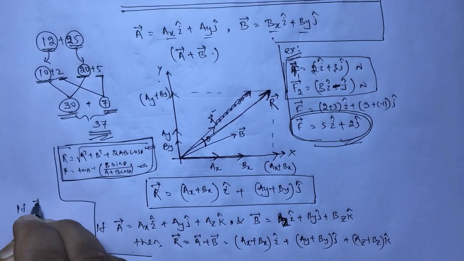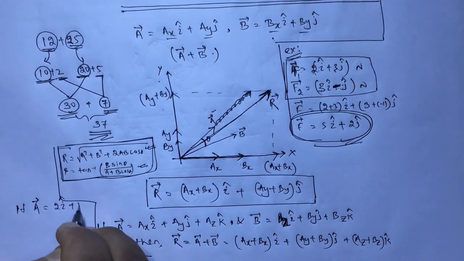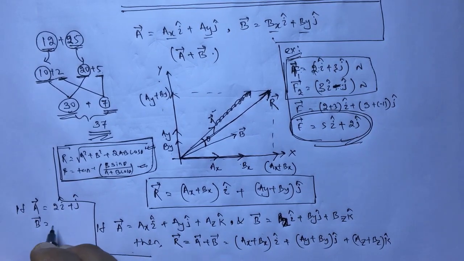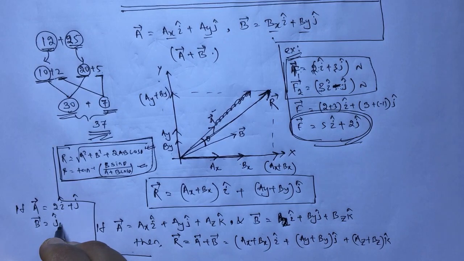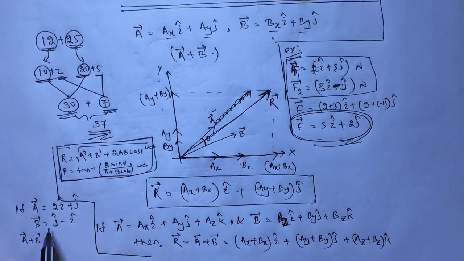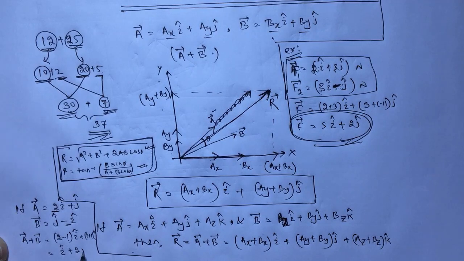If a vector equals 2 i cap plus j cap, and b vector equals j cap minus i cap, like this it is given. It is asked to find a vector plus b vector. Then don't just add the first term with the first term. Remember, what is the i cap term here? This. And what is the i cap term here? This. Means ax here is 2, here ax is minus 1. So 2 plus minus 1, this much i cap. And plus here it is 1 and 1, so it is 1 plus 1 j cap. Or the answer will be i cap plus 2 j cap.